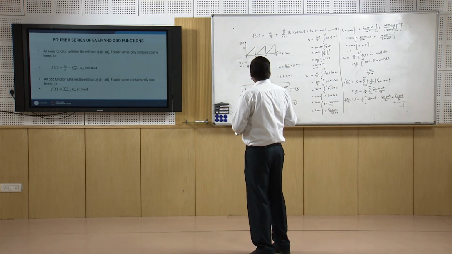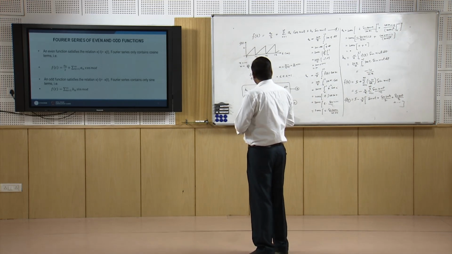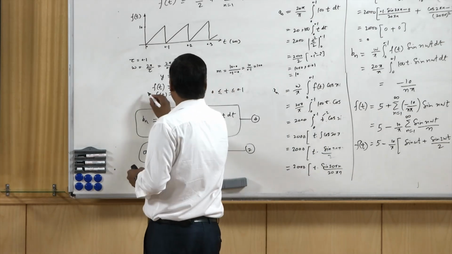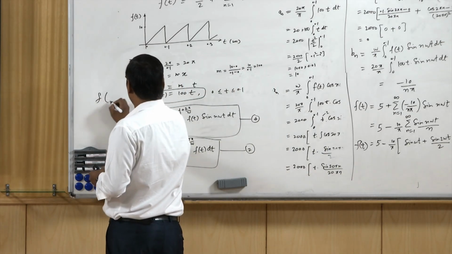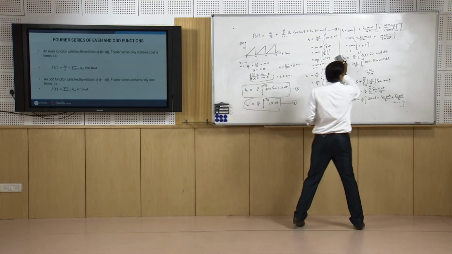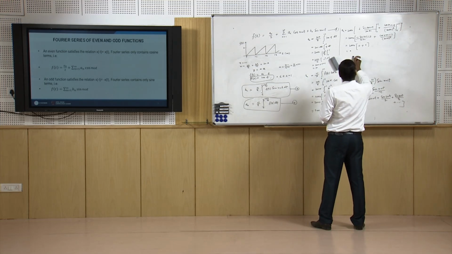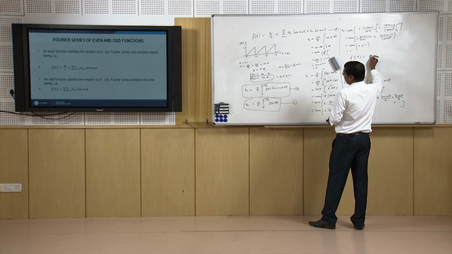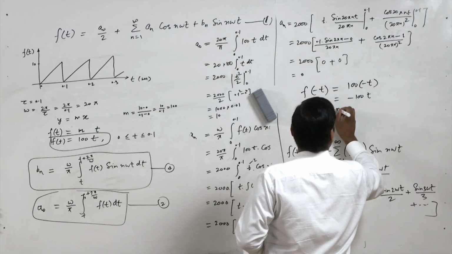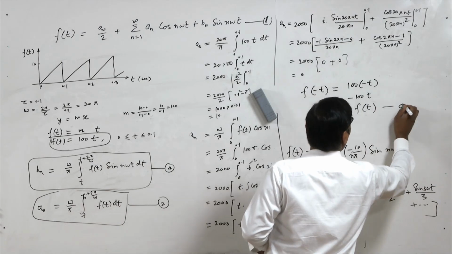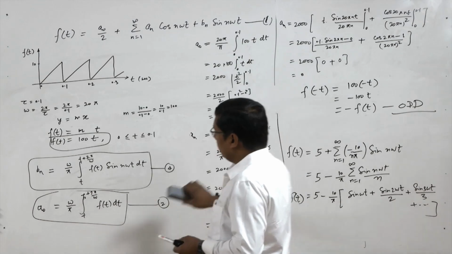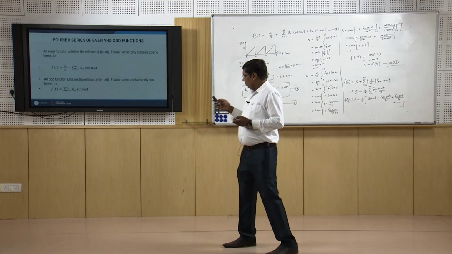So for example, this function, the triangular wave that we discussed, this function f(t) equal to 100t, we put f(-t) equal to 100 times minus t, so equal to minus 100t equal to minus f(t). So it is an odd function, and that is why we see that the cosine coefficients are 0. So therefore, we have only sine.